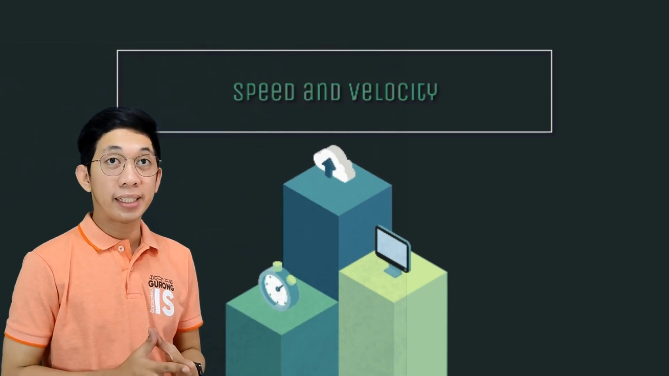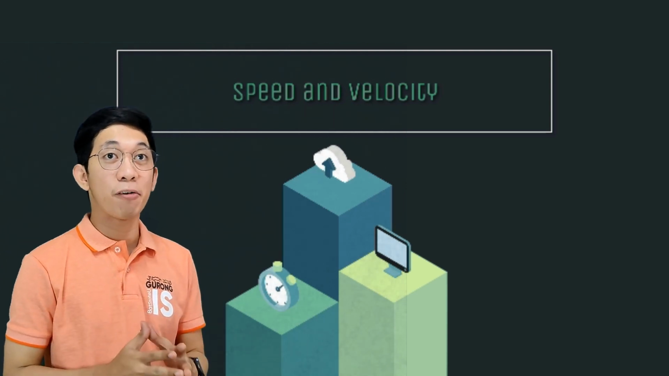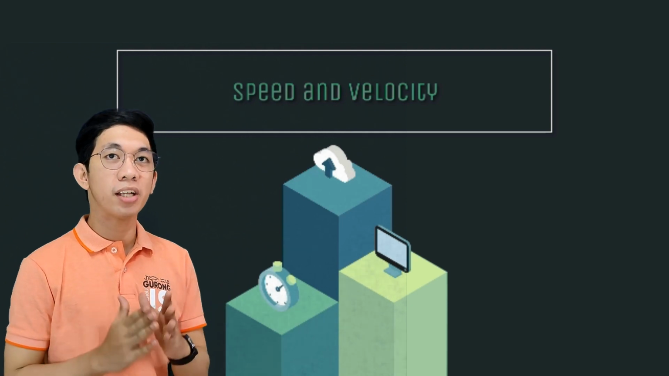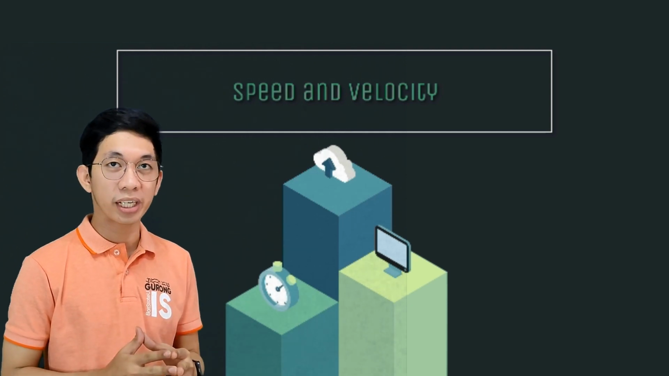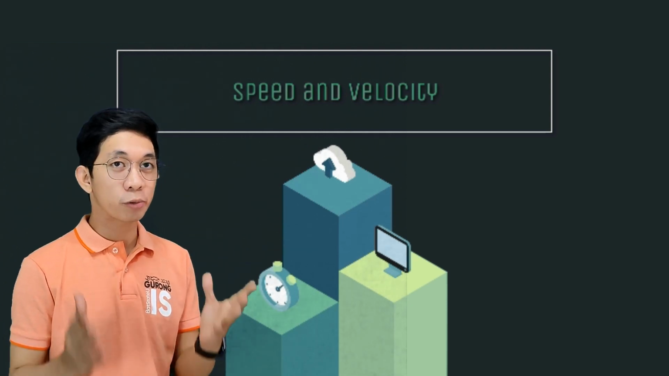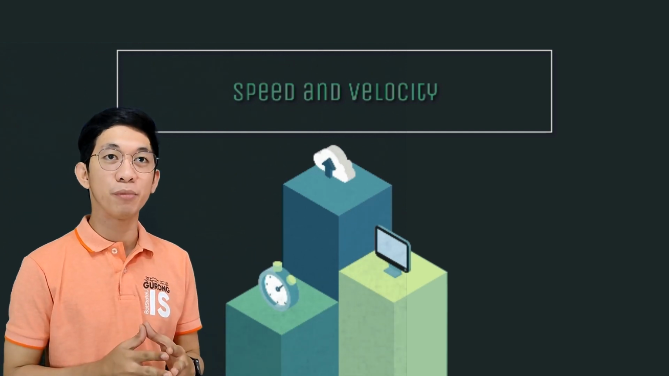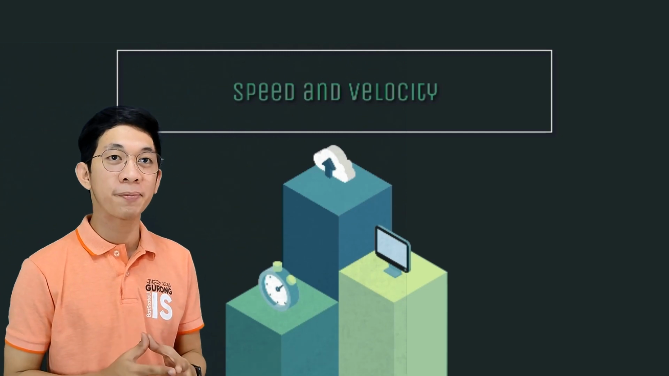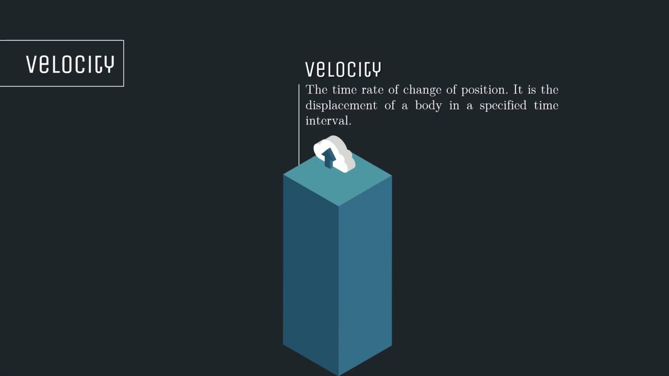Speed is a useful idea because it indicates how fast an object is moving. However, speed does not reveal anything about the direction of the motion. To describe both how fast an object moves and the direction of its motion, we need the vector concept of velocity. Velocity, the time rate of change of position. It is the displacement of a body in a specified time interval.